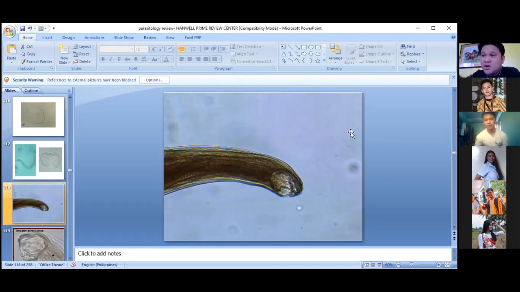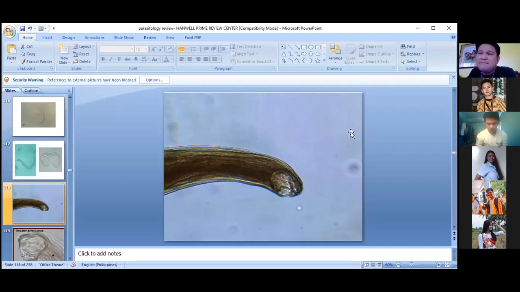Why? Because the hookworms can be species differentiated through their buccal capsule. If they have no teeth, then that would be Necator americanus. If they would have 3 pairs of teeth, that would be Caninum. 2 pairs of teeth equal in size, Duodenale. 2 pairs of teeth unequal in size, then that would be your Braziliense. Is it clear? Okay na tayo.